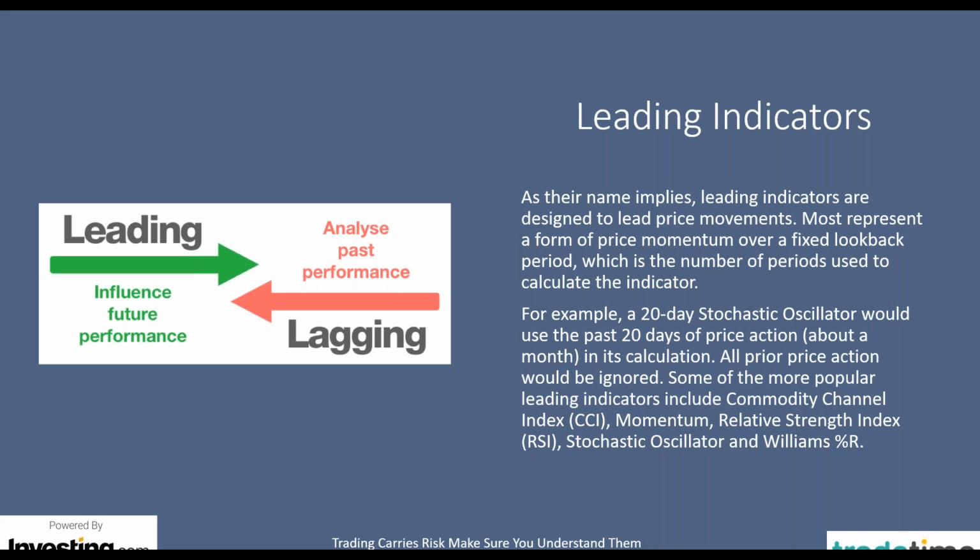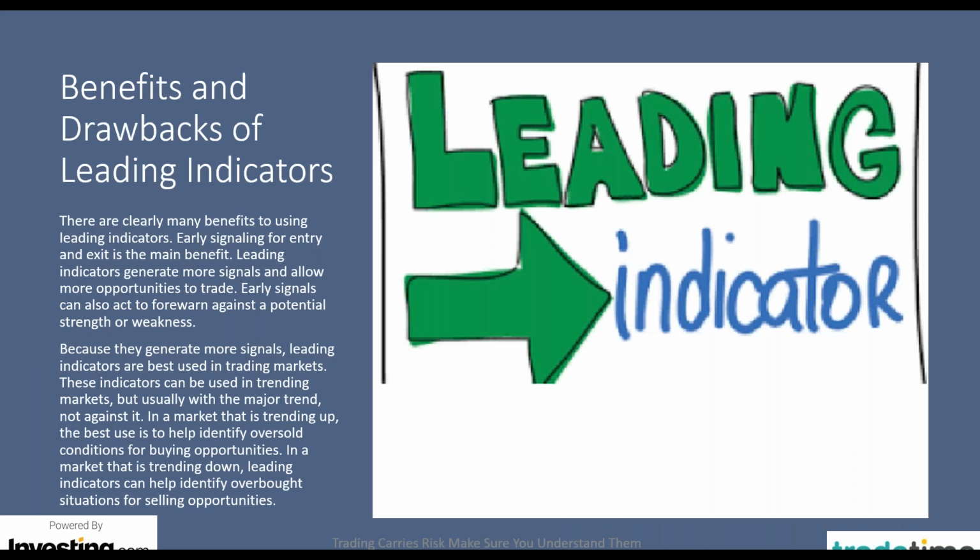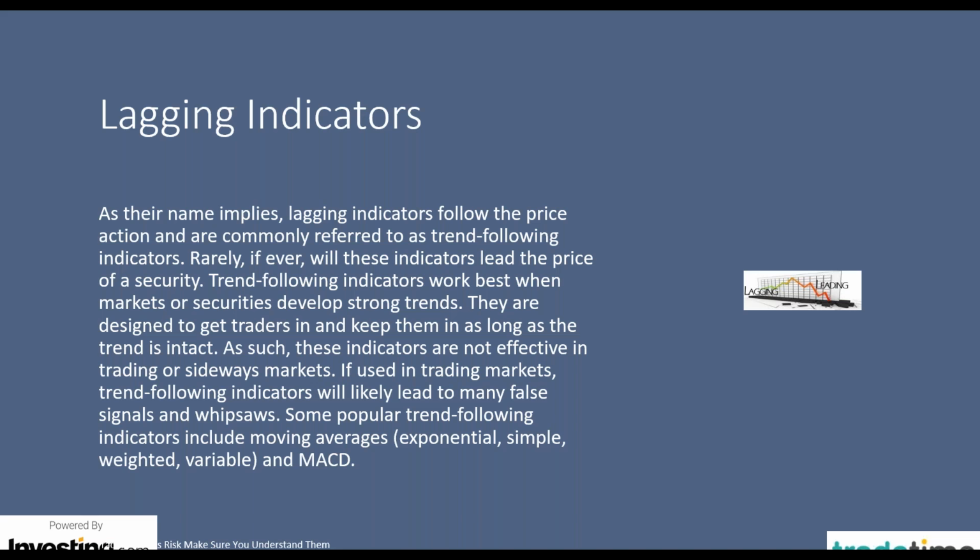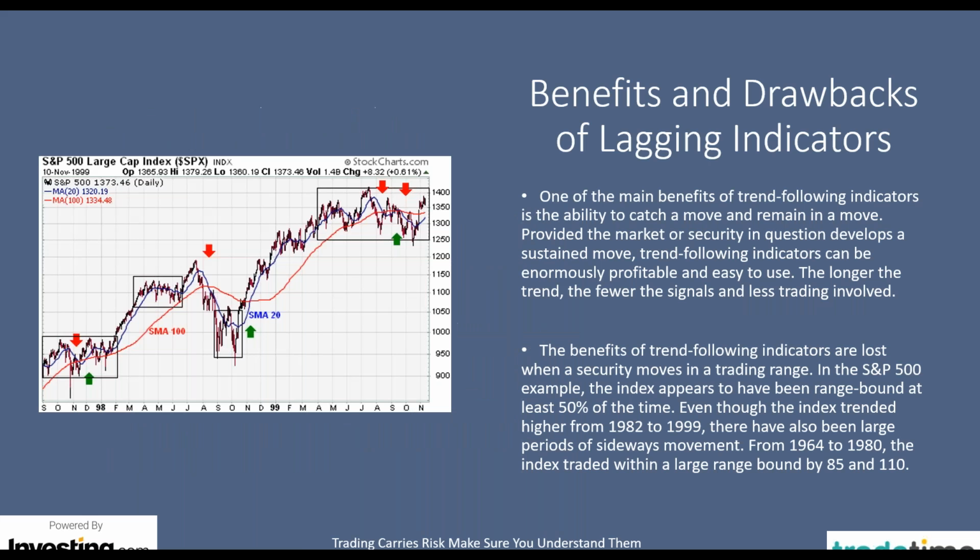As their name implies, leading indicators are designed to lead price movement. Most represent a form of price momentum over a fixed look-back period. And lagging indicators, as their name implies, follow the price action and are commonly referred to as trend-following indicators. Rarely, if ever, will these indicators lead the price of an asset. Trend-following indicators work best when markets and securities are developing strong trends. They are designed to get traders in and keep them in as long as the trend is intact.